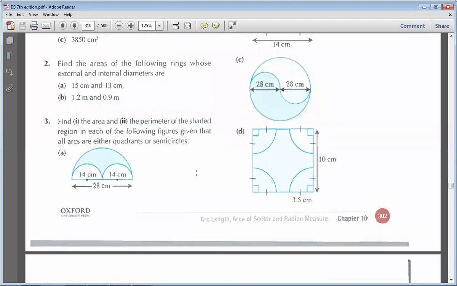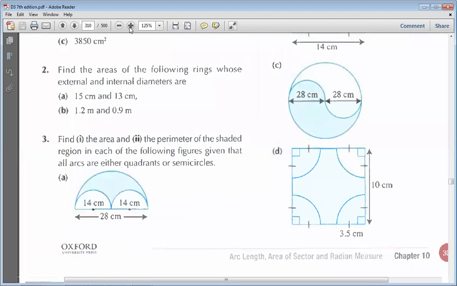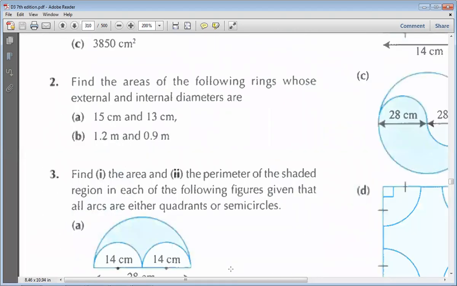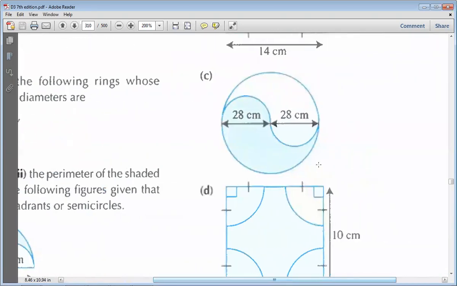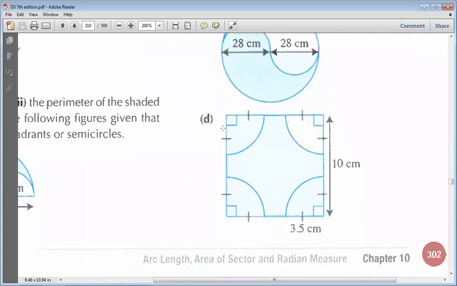Now we have question number 3, and it's D part. We have this figure, and this portion is basically shaded. I don't know whether this is clear to you or not. Let me increase the size. So try to understand, this is more technical. This portion is white, this portion is white, this portion is white. This appears to be not white here, but it is basically white. The shaded portion is this. This portion is shaded.